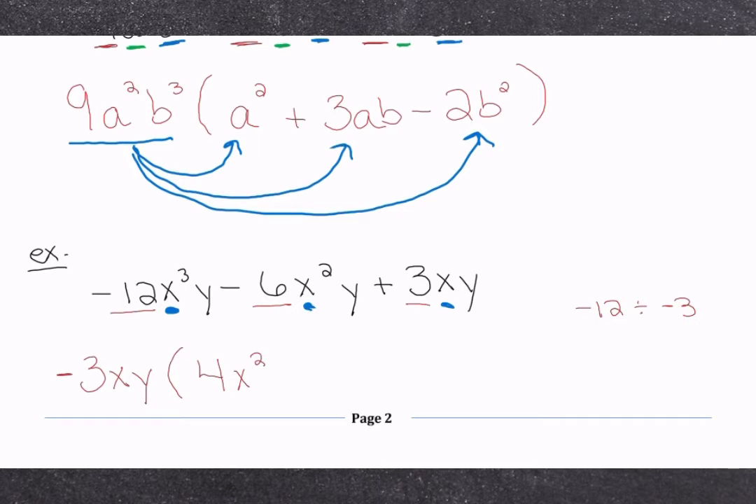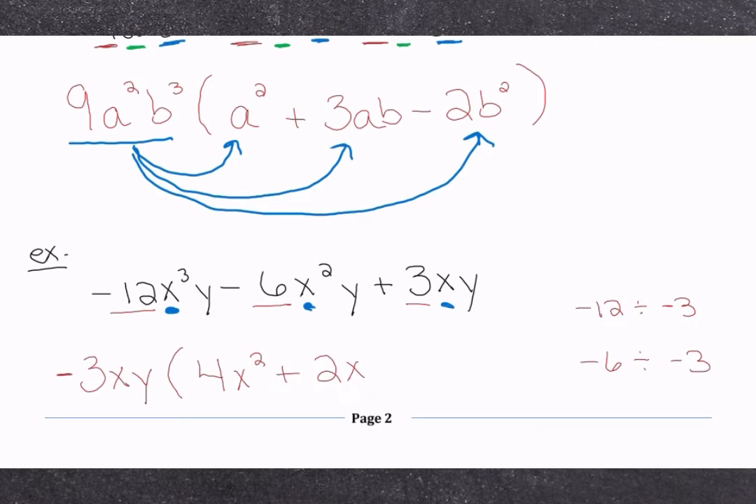Let's look at the next term. You have negative 6 divided by negative 3. A negative divided by a negative. Again, negative 6 divided by negative 3 is positive 2. So that's going to turn into a 2. What do we have left with our variables? You took out 1x, you're left with 1x. And then you took out 1y, you don't have any y's left.